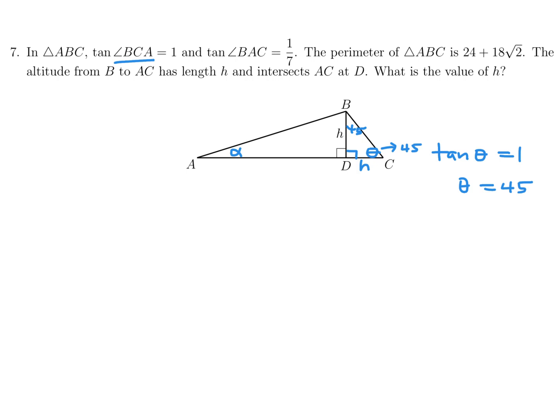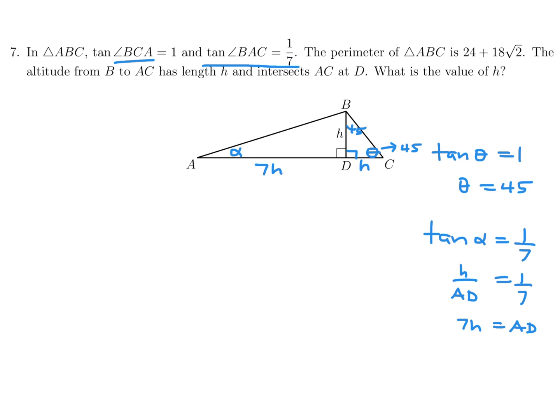Okay, that's pretty good progress. And now let's look at the other one. Tan of BAC. BAC I've called alpha, and that's 1 over 7. So tan by definition is what? Opposite over adjacent, and adjacent is what? AD. So that means 7h is AD. Let's put 7h there.